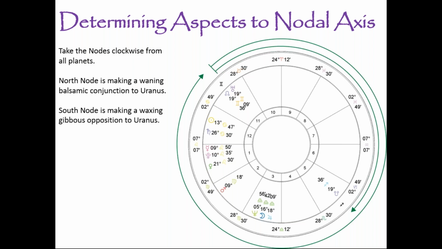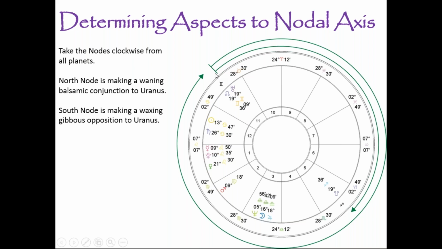In EA, we start with the planet and compare the nodes to the planet. So even though through this series I say Uranus square the nodes, when you are looking at the nodal axis, it's the nodes that are really squaring the planet. You start with the planet, and in this example here, I use Uranus.